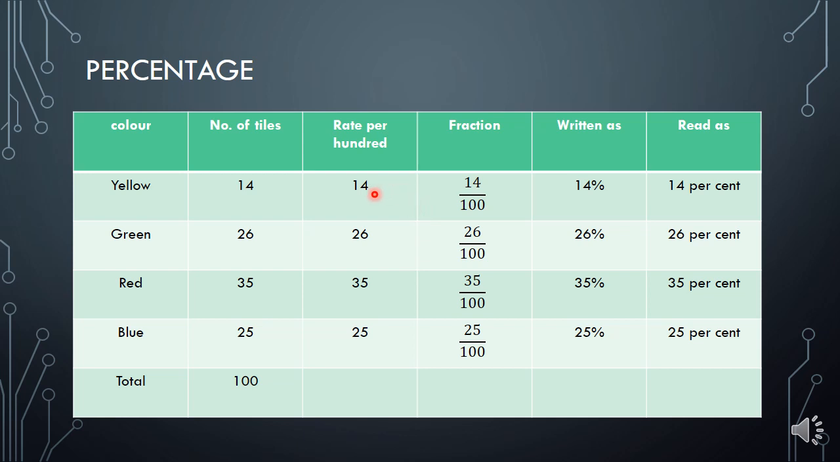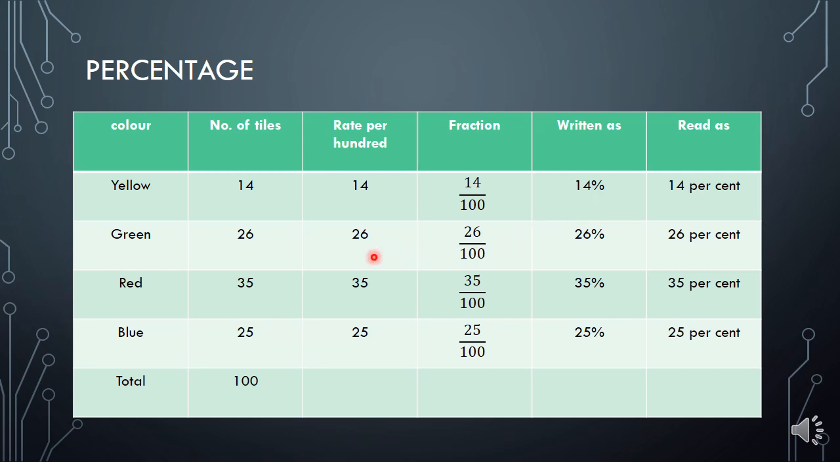14 yellow tiles out of 100 we can write as 14 upon 100. And in percentage we can write 14 by 100. What is the percentage, children? You know, when the denominator is 100, we can write the numerator as the percentage. So what is the numerator here? 14. So we write 14 as the percentage, 14%. We read it as 14%. The symbol is percent. You know very well.